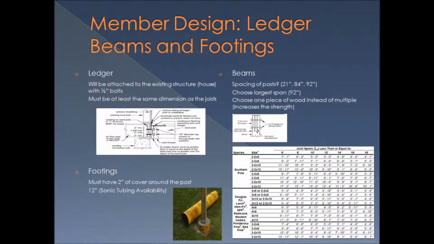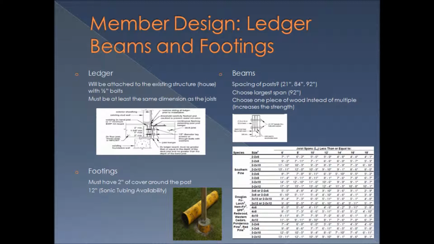In the layout phase, these spacings were decided as spacing of 21 inches from the edge of the deck to the first post, and then from the first post to the second post is 84 inches, and from the second post to the third post is 92 inches. So we need to choose the largest span, which is 92 inches, and base our decisions off of that. Keep in mind that using one piece of wood instead of two will always be stronger in this situation, as long as their dimensions match up.